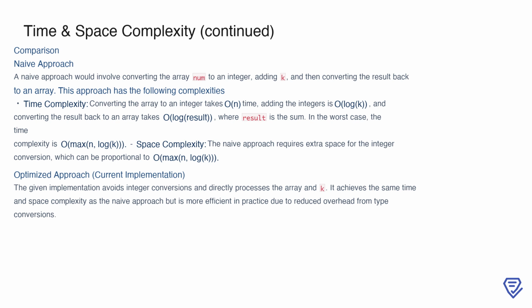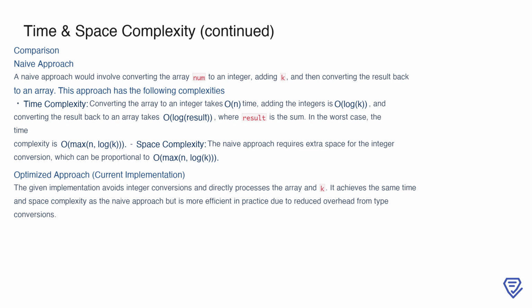A naive approach would involve converting the array number into an integer, adding k, and then converting the sum back into an array. While this method has the same theoretical complexities, the conversion steps introduce inefficiencies. Specifically, the time complexity of converting the array to an integer is O(n), adding the integers is O(log k), and converting the result back to an array adds another O(log result), where result is the sum. In the worst case, these steps still lead to O(max(n, log k)) time complexity.